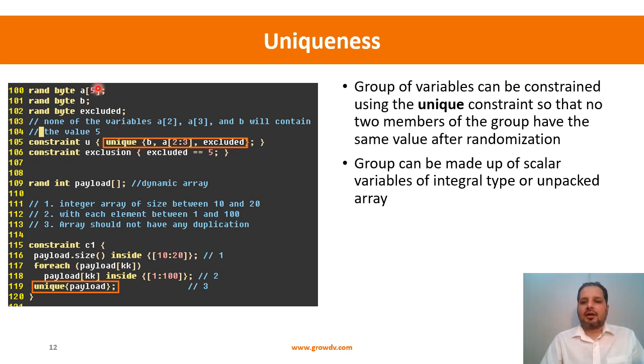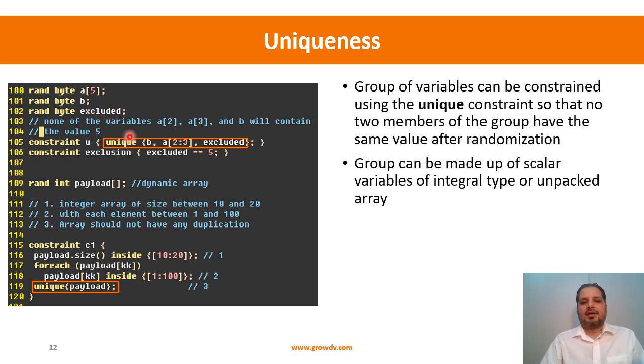So let's look at two examples. One example with different scalar values and another example with an array. Let's say I have these three variables that I have defined. On this line 100, I am defining rand byte b, an unpacked array of bytes containing 5 elements, and I'm also defining one more byte variable called excluded.